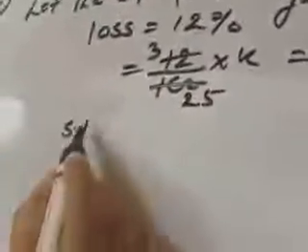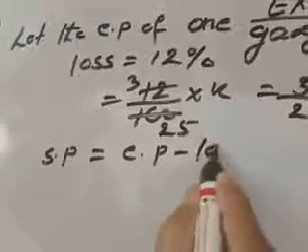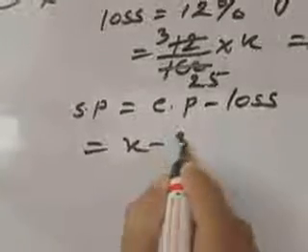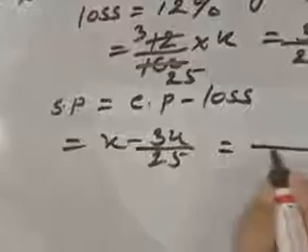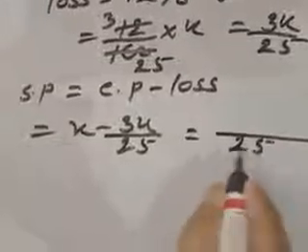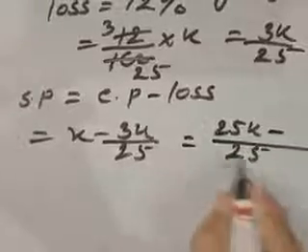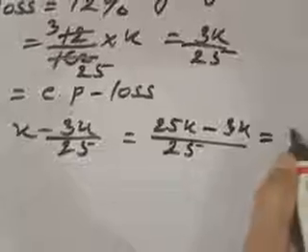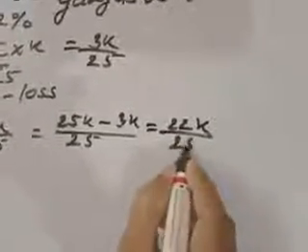SP you find out. SP is equal to CP minus loss. Then how much? CP is x and loss is 3x by 25. LCM you take 25. Now 25 into x, 25x. 25 divided by 25, 1 into 3x, 3x. Then it will be 22x by 25.